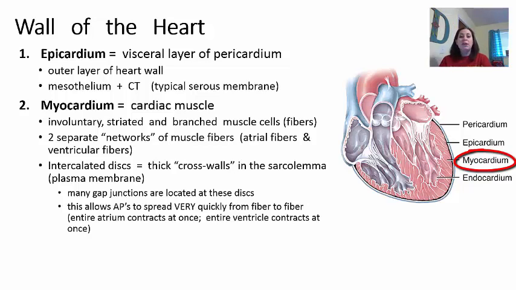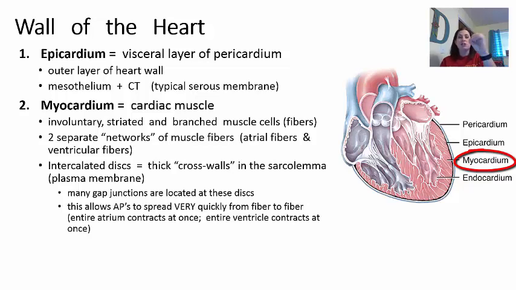There are two separate networks of these muscle fibers. There's what we call the atrial fibers. These are going to be the two top chambers of the heart. And you have the ventricular fibers, which are going to make up the two bottom chambers of your heart. Between these branches, you're going to notice areas called intercalated discs. These are thick cross walls of the sarcolemma. Remember, sarcolemma is the plasma membrane of a muscle cell. These are going to have gap junctions in them.